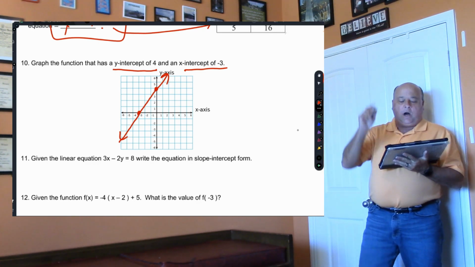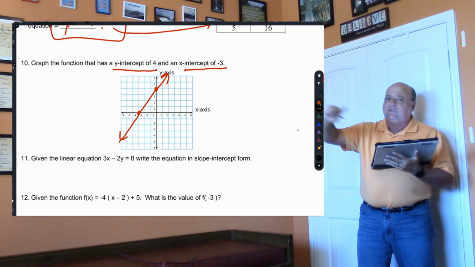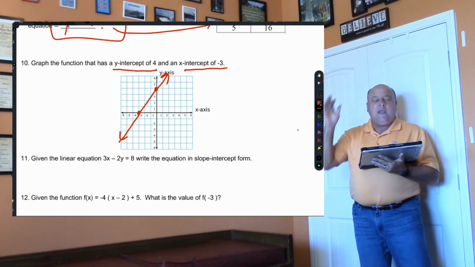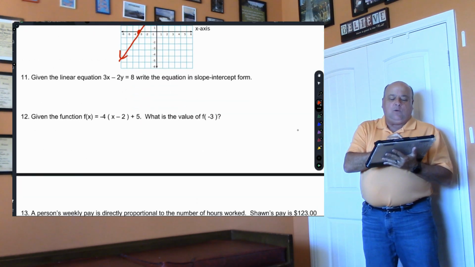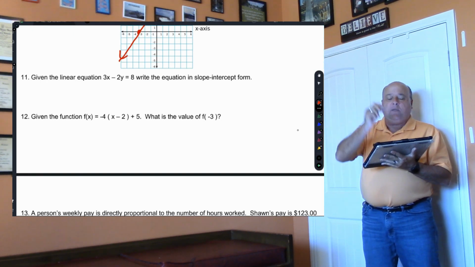So on the test tomorrow, they're going to have a problem like this. Draw a dot on the y-axis, on the x-axis. Connect those dots with a line, and bam, you got your answer. Piece of cake. Let's go to number 11. The same thing. We have standard. We want slope intercept. So I'm going to show the math.